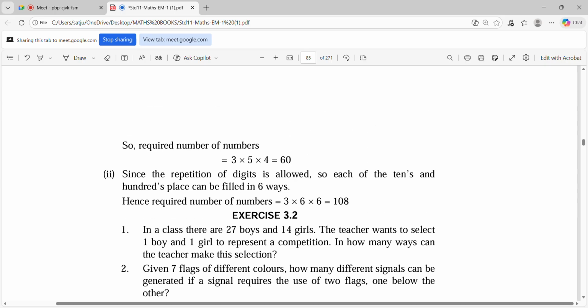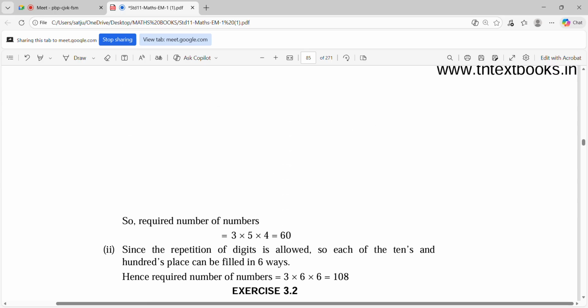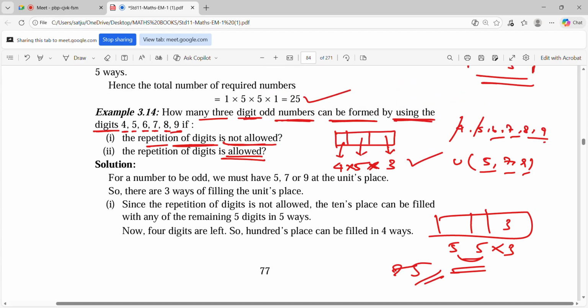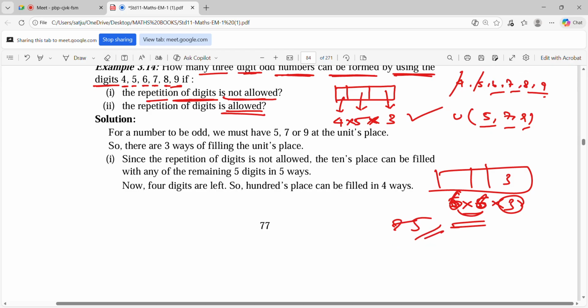Why 60? What is the question here? Repetition of the digit is allowed. Total 6, sorry. 6 means 6. Yes, total 6 means 6. 6 into 6, 36. 36 into 3, 108. Understood everyone? I was thinking here as a 5, no, 6.